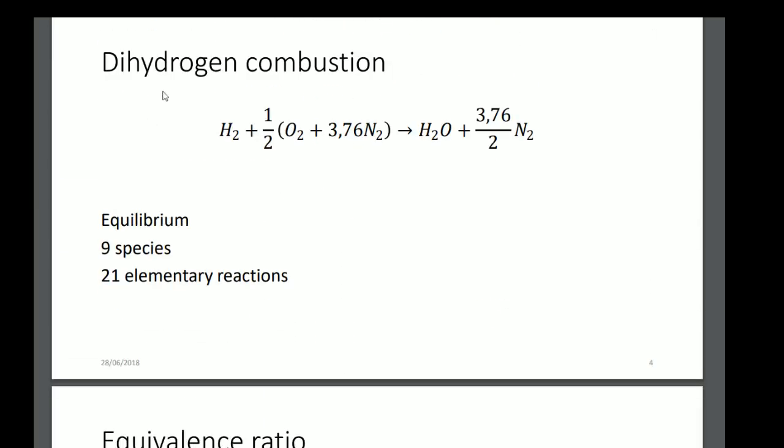Let's talk about dihydrogen. So it's easy. You just plug in H2 in the previous reaction, you solve, and then boom, you get this. We will work with this at equilibrium, and you might think, wow, this is super easy. But in fact, there are 9 species in the mechanism. So 9 species that are inside the subprocess, the elementary reactions. And there are 21 of those elementary reactions, which is a lot, and that you can't study with a paper, which is why we are going to use a tool.